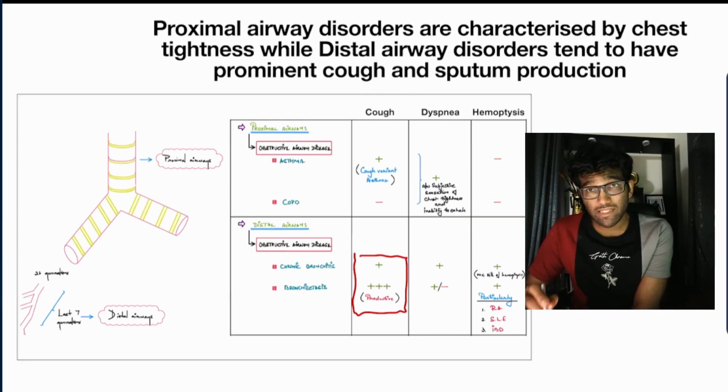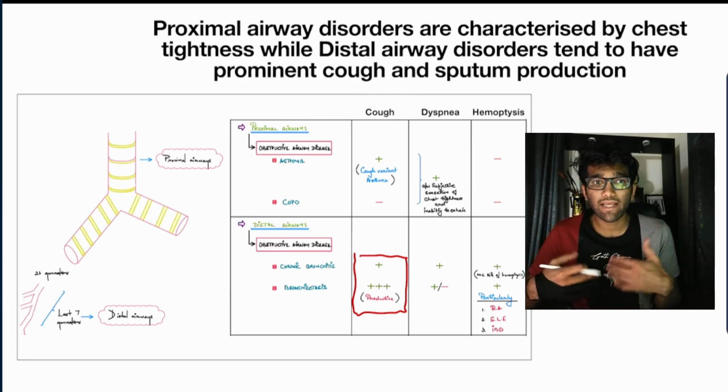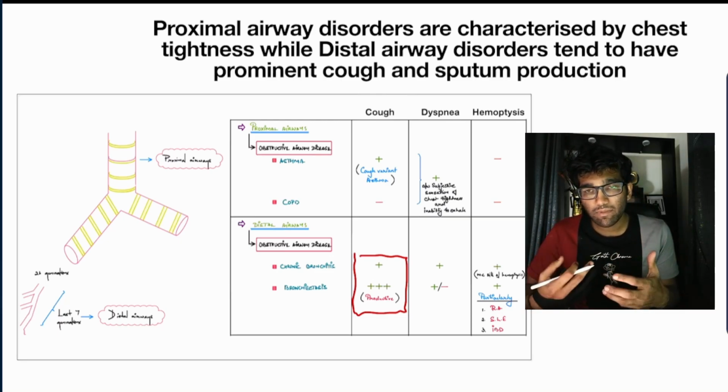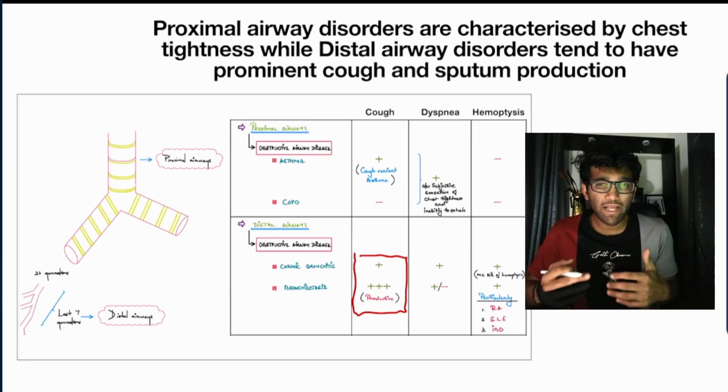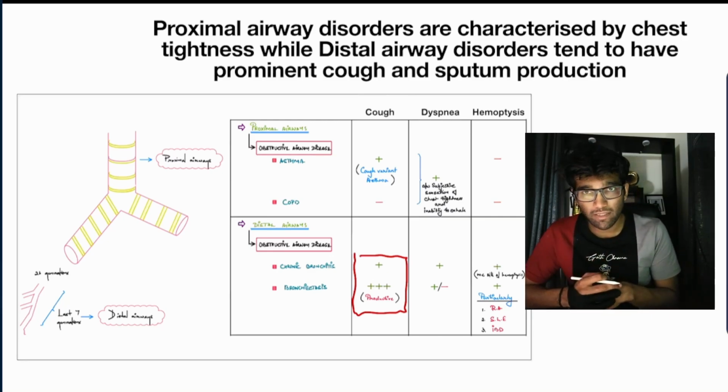both cause dyspnea, and the dyspnea would be very similar to the dyspnea that you get with proximal airway disorder. That is a difficulty in exhaling and a certain chest tightness. Okay, but it may not be as prominent. Okay, it may be, but it usually is not.